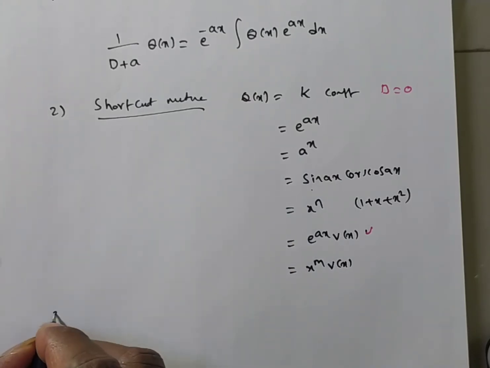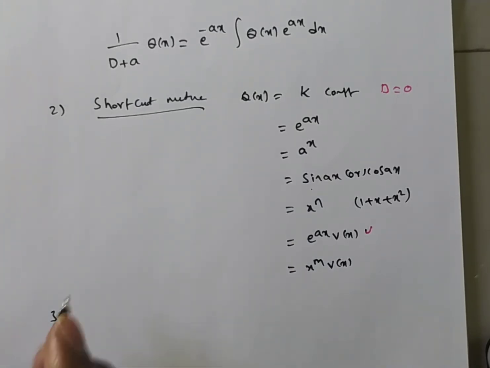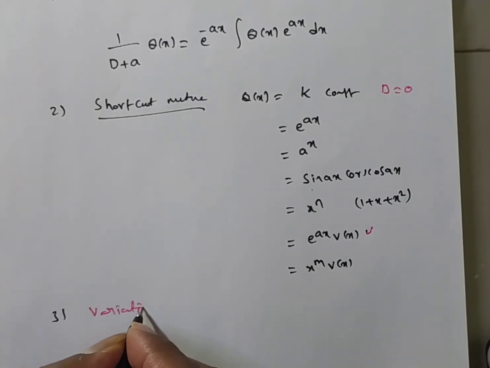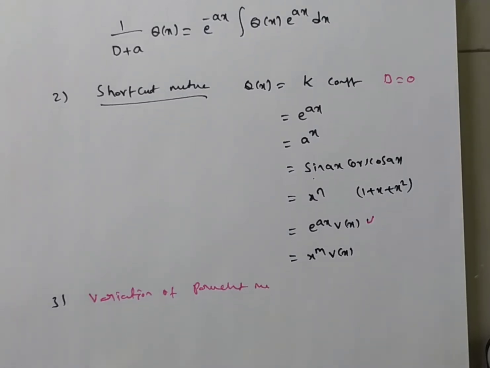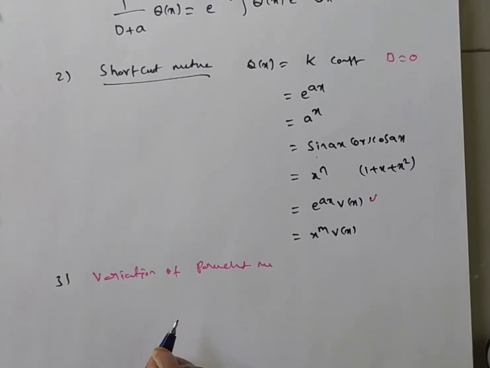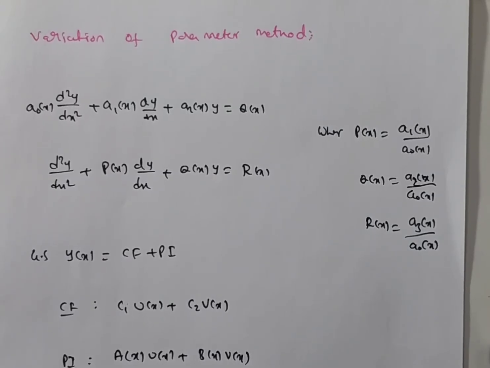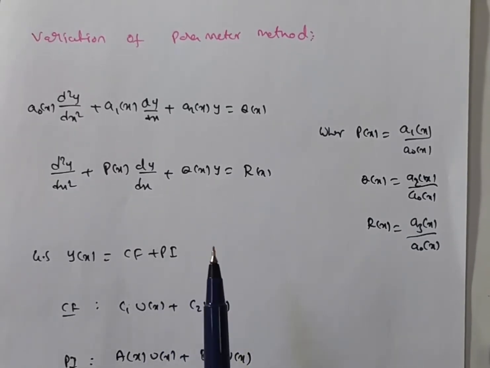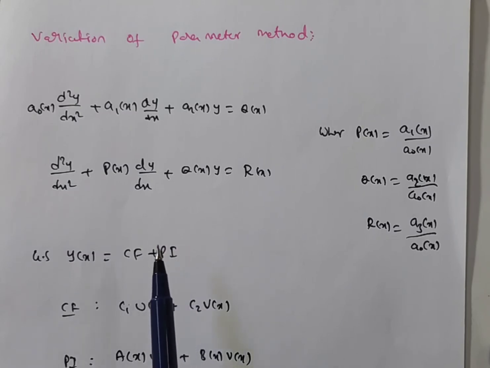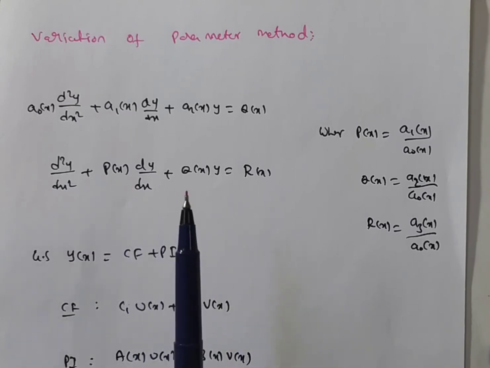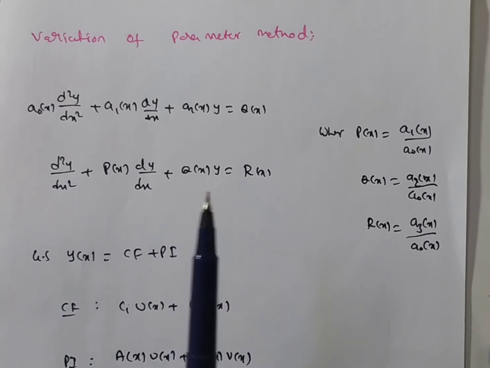Next, we have a special method. That method is called the variation of parameter method. Friends, this variation of parameter method we can apply for first order and higher order also. Now I am explaining the variation of parameter method. First order and higher order we can apply this, but generally, from the exam point of view, they especially give second order only, right? How to solve the second order linear differential equation using variation of parameters.